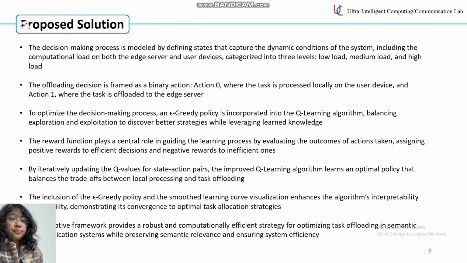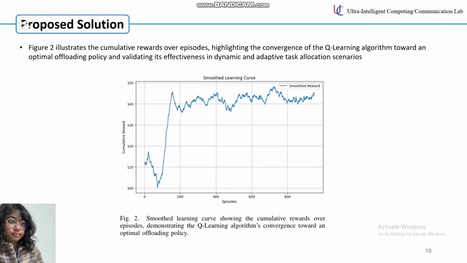By iteratively updating the Q value for each state-action pair, the improved Q-learning algorithm learns an optimal policy that balances the trade-off between local processing and task offloading. The inclusion of the epsilon-greedy policy and the smooth learning curve visualization enhance the algorithm's interpretability and stability, demonstrating that it converges to an optimal task allocation strategy. This adaptive framework provides a robust and computationally efficient strategy for optimizing task offloading in semantic communication systems while preserving semantic relevance and ensuring system efficiency.